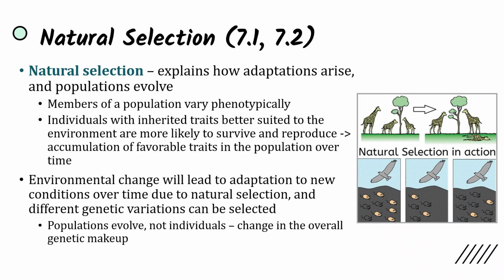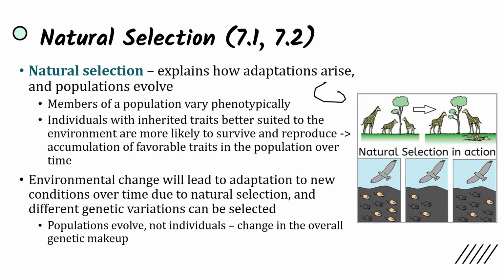And so if the environment changes, then the trait that allows for survival and reproduction is going to become different. And so now different genetic variations are going to be quote unquote selected by nature and will make up the population over time, because they are what better allow the population to survive as a whole. And populations evolve, not individuals. So there's a change in the overall genetic makeup of a population, but that doesn't mean that the single individual changes. It just means over time there are going to be more individuals in the population that have those certain traits that allow them to survive and reproduce.